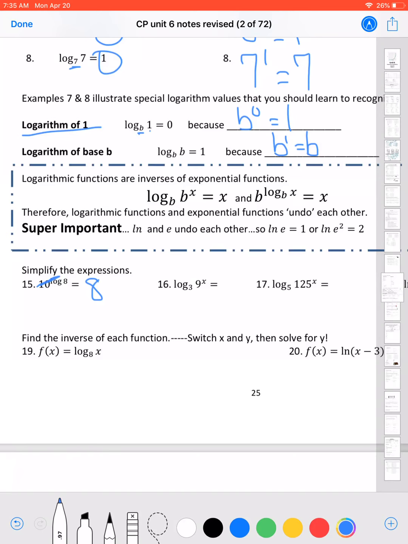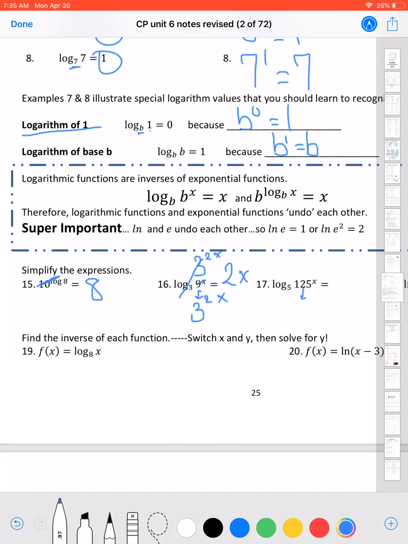Sometimes you have to do a little bit more work. Here, we know that 9 can be written as 3 squared. Do you agree? And then that x is going to fly with it. So in reality, instead of 9^x, it's 3 to the 2x. Well, guess what? The 3 and the log 3 cancel, so the answer is just 2x.